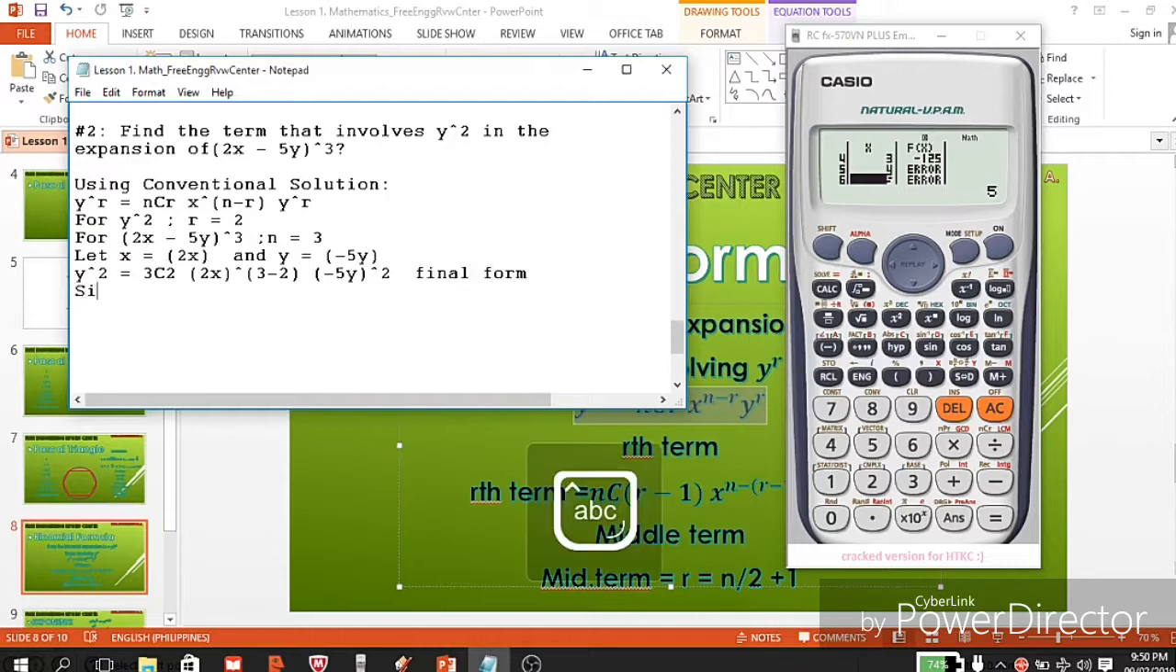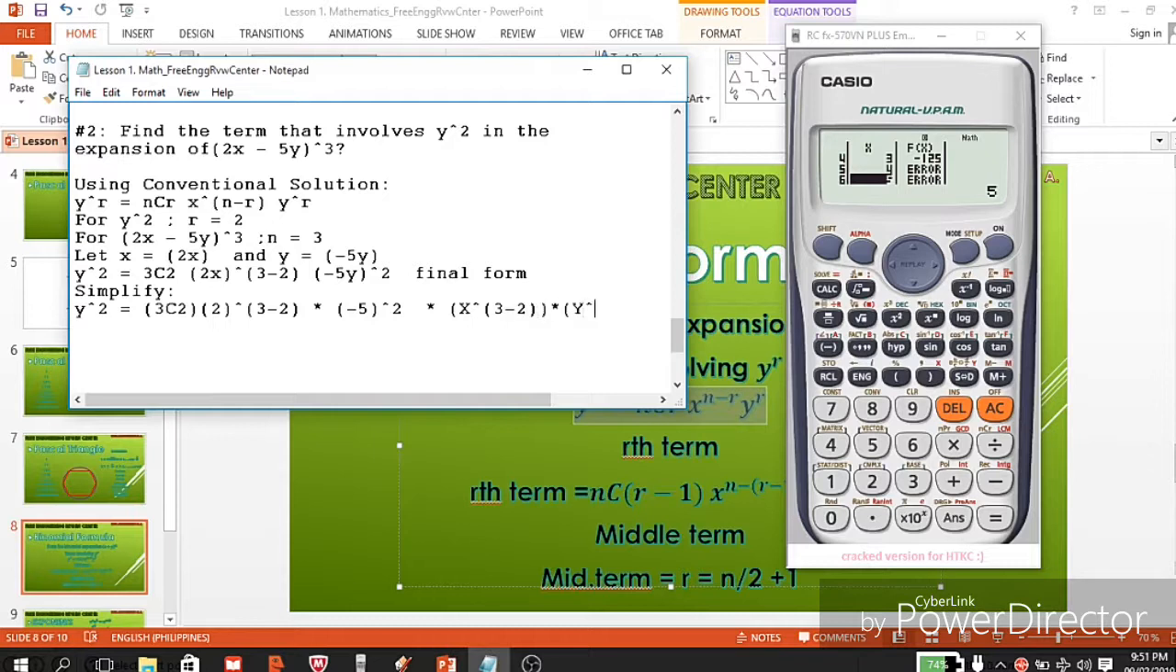So now what we're going to do is simplify the expression. Therefore we have y squared, and that could be equal to 3C2. Then I'm going to take first the coefficient, 2 raised to the power of 3 minus 2, times negative 5 raised to the power of 2. Then the x will be raised to the power of 3 minus 2, times y raised to the power of 2. So that is how it works.